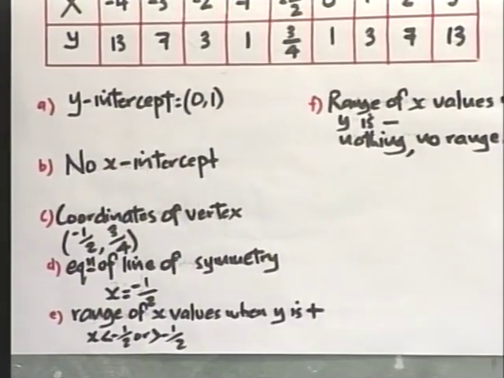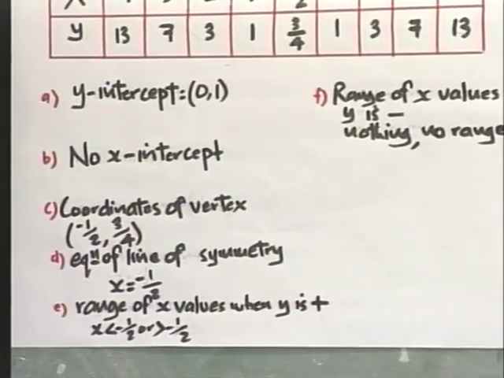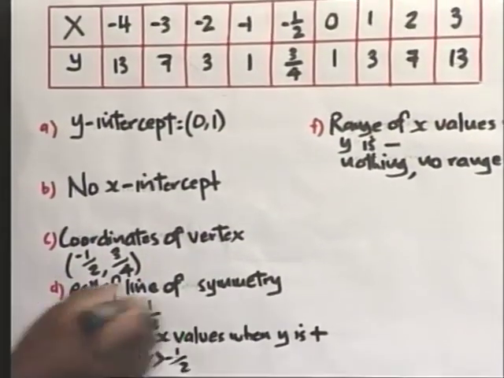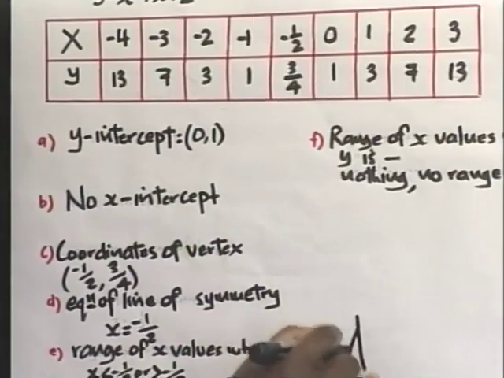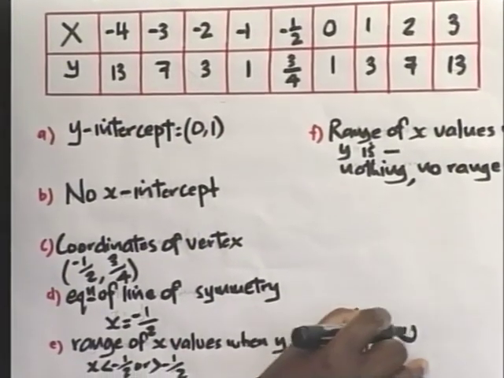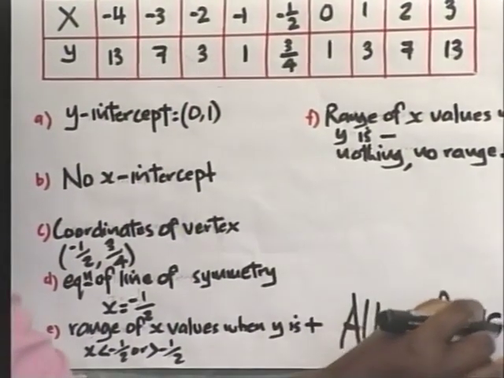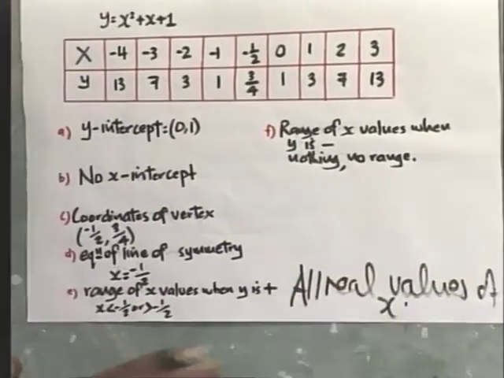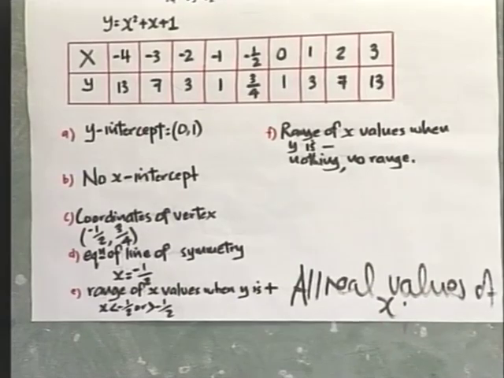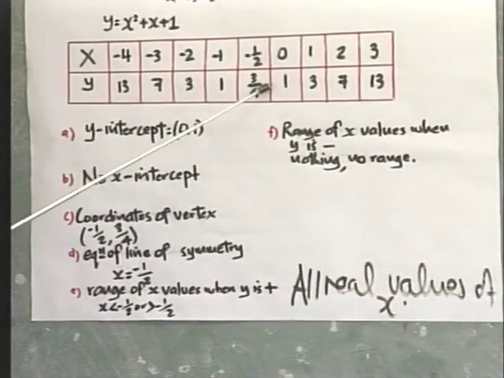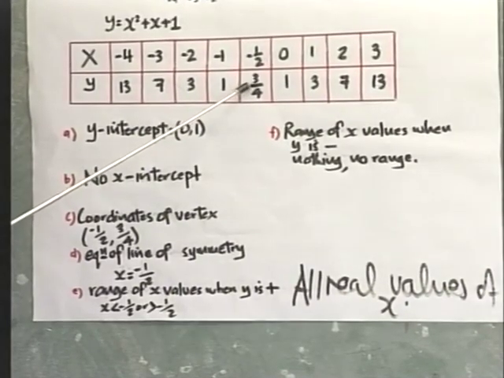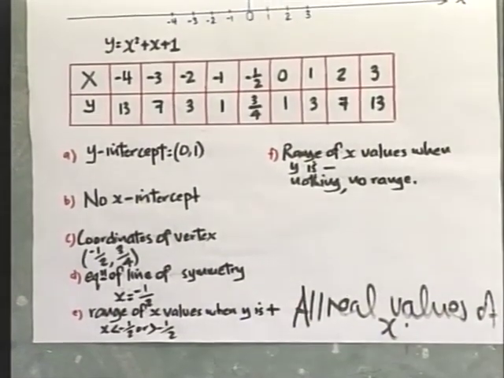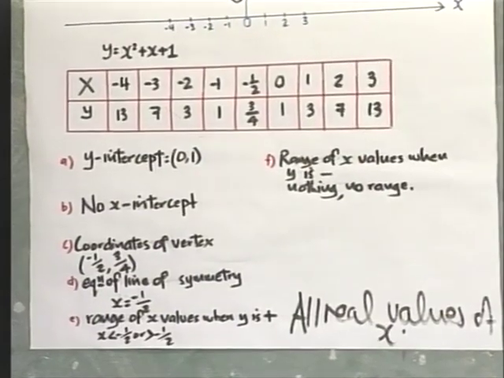There is no value for x when y is negative. So the answer will be all real values of x, because even at the turning point, which is -1/2, the y value is 3/4. So all x values will give a positive graph.